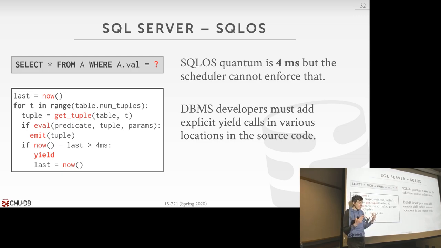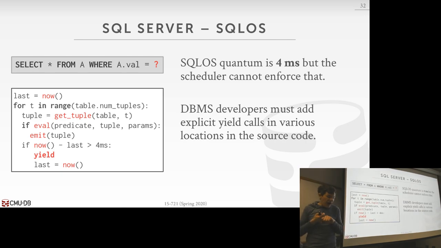Or if I now have a budget for how many quantums I'm going to give one tenant versus another, the quantum time is still going to be 4 milliseconds, but maybe I give more quantums to this other guy because they're giving me more money than the first tenant. So this allows you to do all sorts of amazing things that you can't easily do with the Hyper approach or the HANA approach, because they don't know what the actual tasks are trying to do, right?